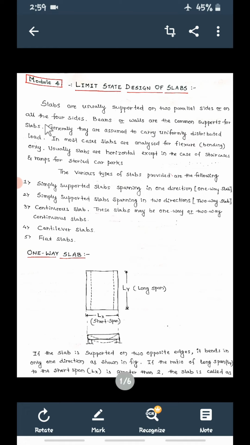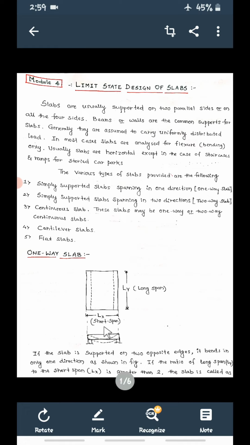Now let us take the first example, that is one way. As the name indicates, one-way slab. What do you mean by this one-way slab? See, this is the room. We have to cover the top of the room with a slab. Now there are two spans. One is Lx and another is Ly.